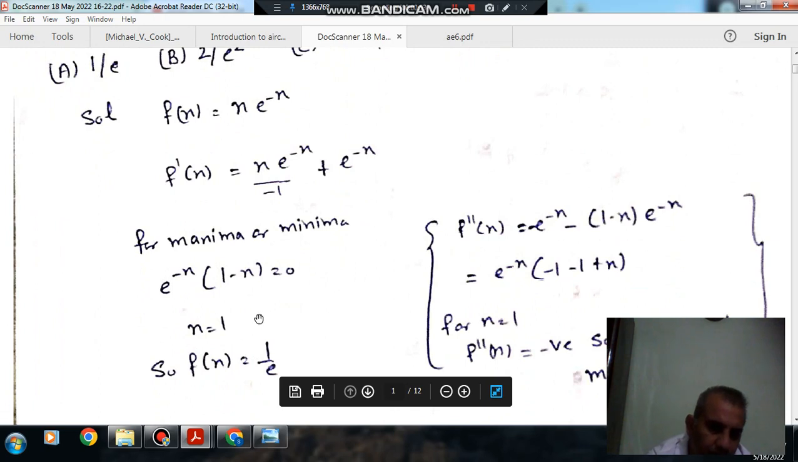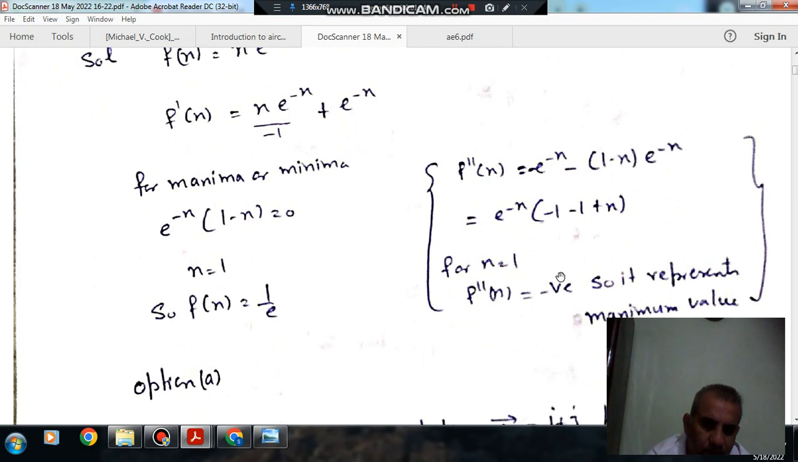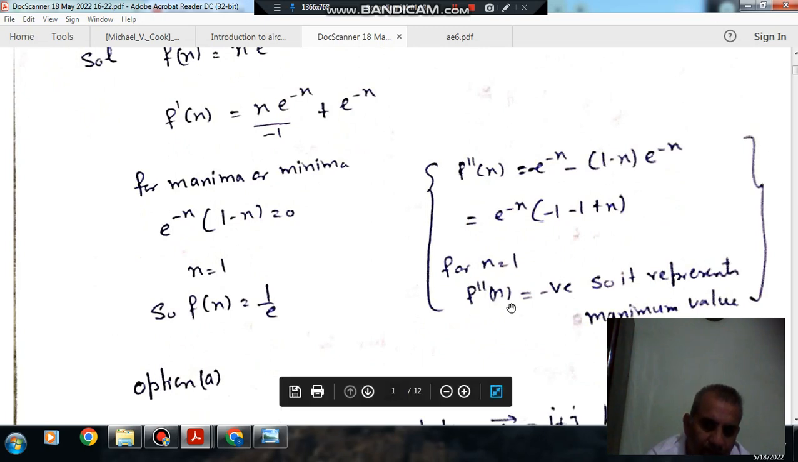Whether it is maxima or minima, we can check by double differentiating, and the double differentiation will be f''(x) = -e^(-x) - 1 - x e^(-x). So e^(-x) is common, so that is minus (1 + x). So for x equal to 1, f''(x) is negative.